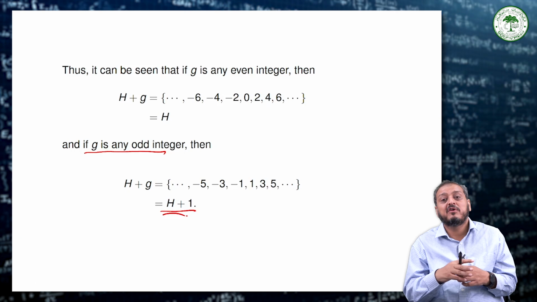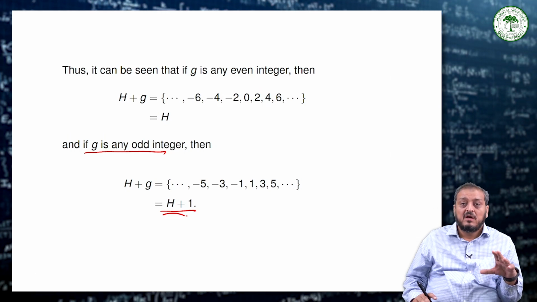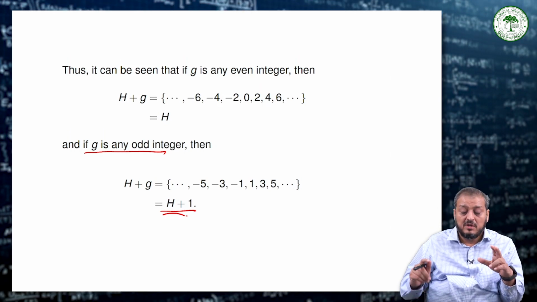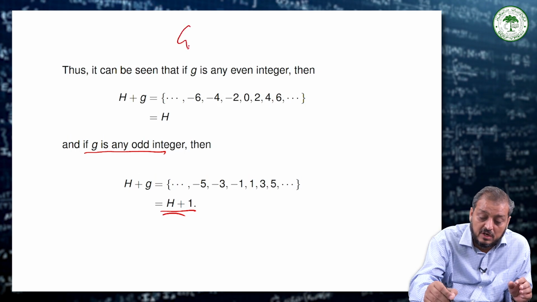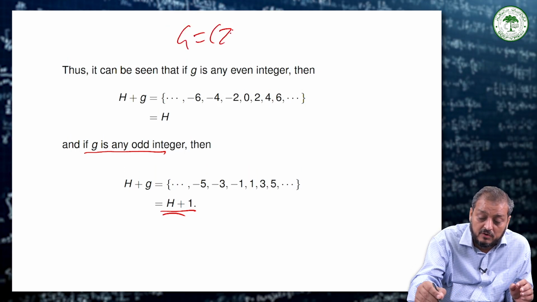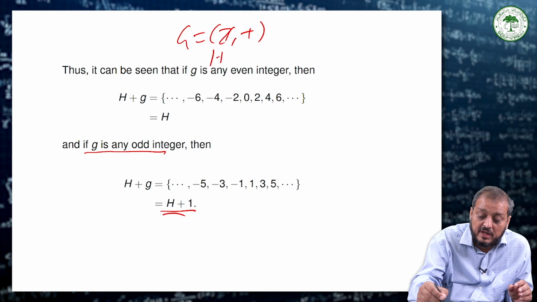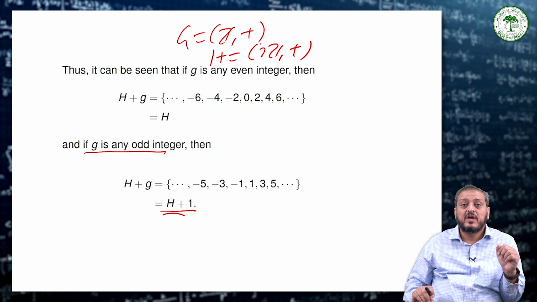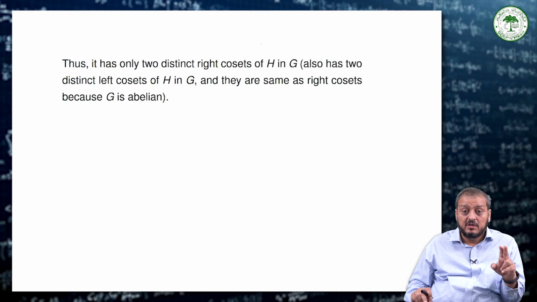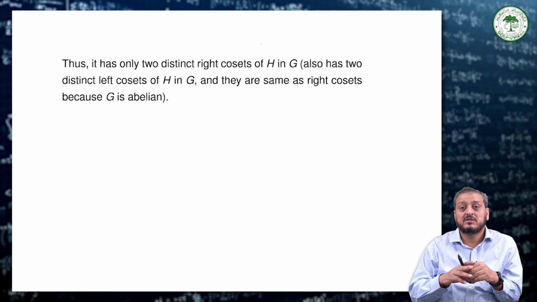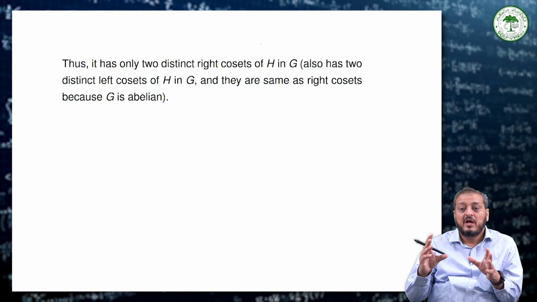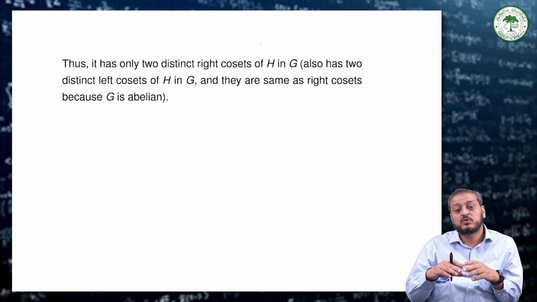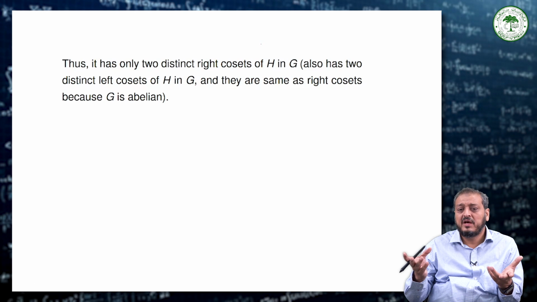So that means we have only two distinct right cosets, where G is the set of integers under addition, and H is the set of even integers under addition. So we have only two distinct right cosets of H in G. Also there are two distinct left cosets of H in G.